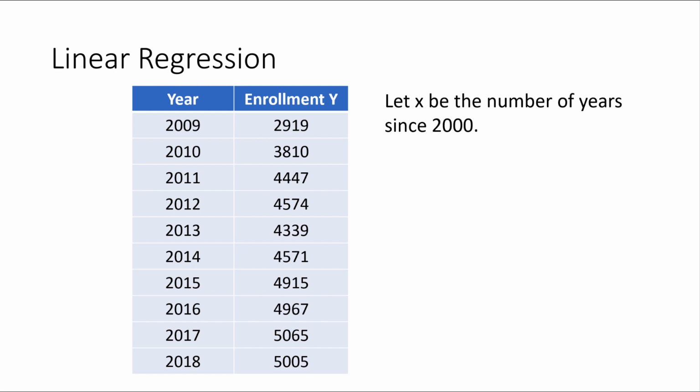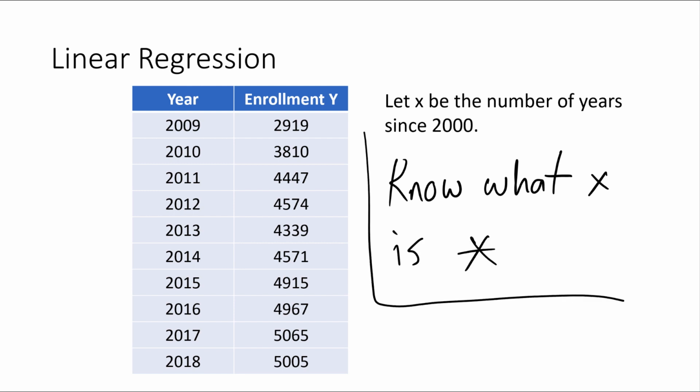All right. So there's a note here that says, let X be the number of years since 2000. And this is really important, and I want you to write this down. Hopefully you're taking notes. But even if you're not, write this down. Know what X is. This is the biggest mistake that people make. So put stars by it, put a box around it, make sure on every single question that you do with linear regression, you know what your X values are.